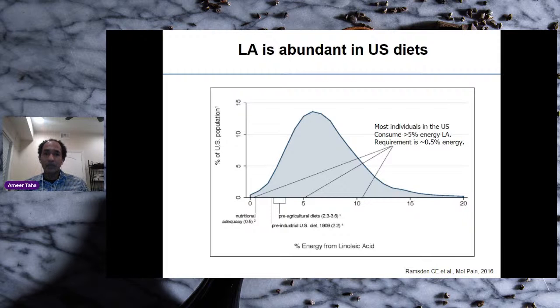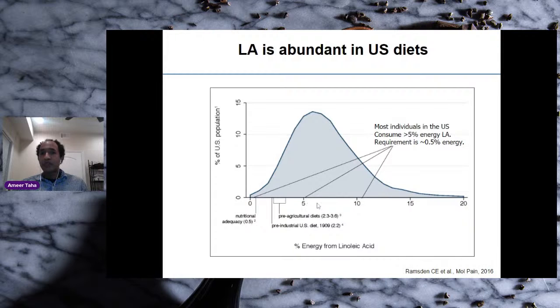Nowadays, with the advent of soybean agriculture resulting in soybean oil, as well as other types of seed oils containing high linoleic acid, current average intake of LA is over 5%. Actually, the US average now is around 7%, but as you can see here, some 20% of the population is above 10% energy.